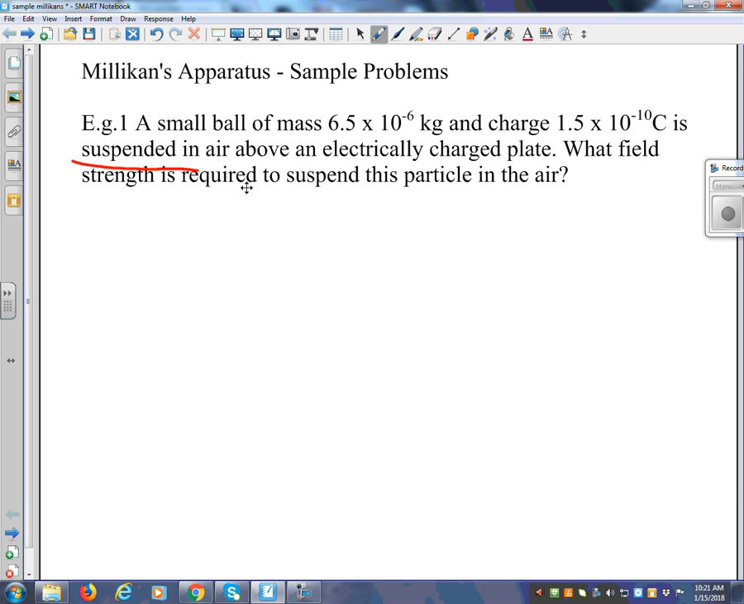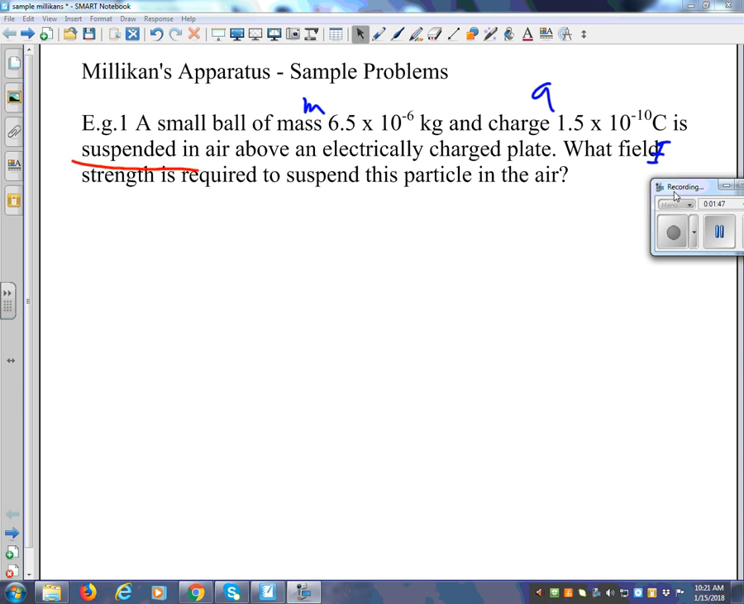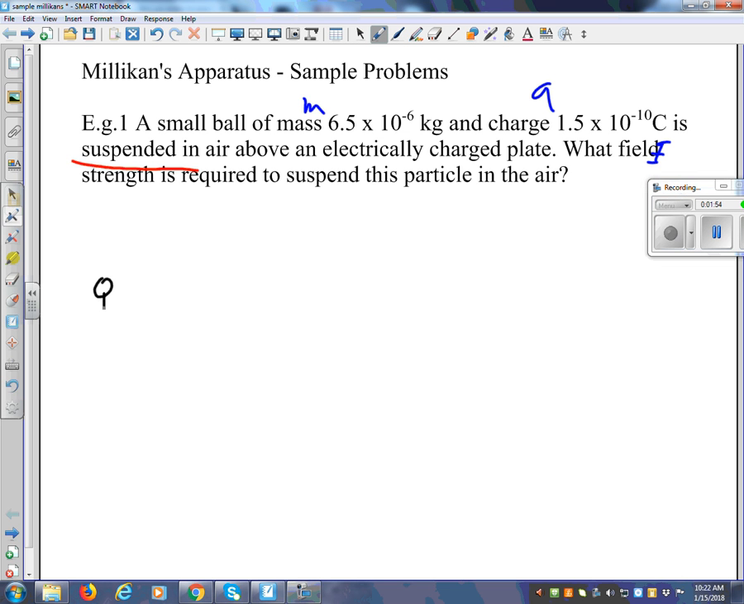So we've got the mass, we've got the charge Q, and it's asking for field strength. We are solving for E. Should we draw a picture? We don't need to, but it helps. I think it's good to remind students what's going on here. So our weight force, Fw, is equal to our electric force up.